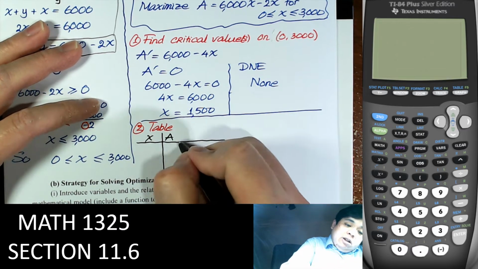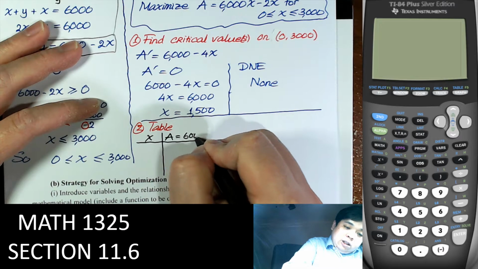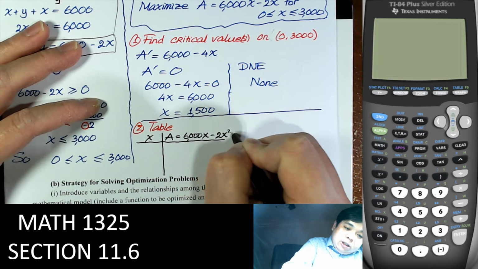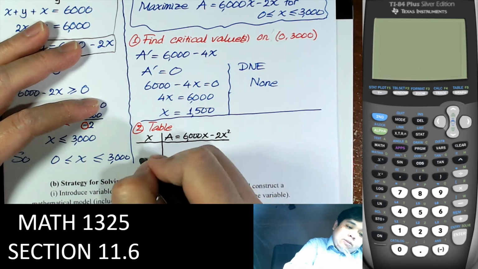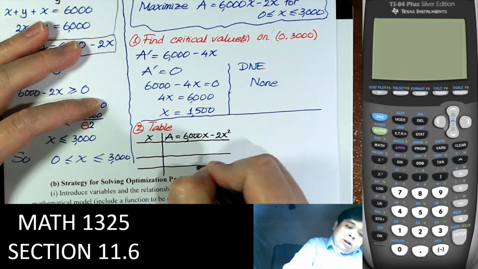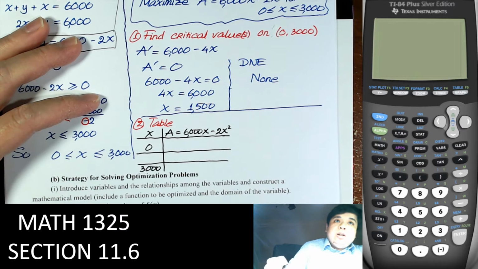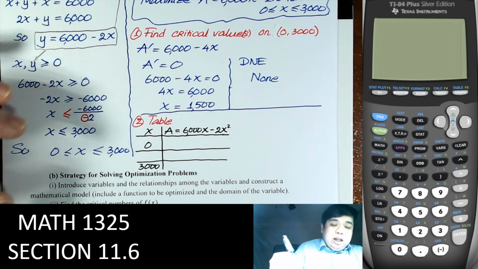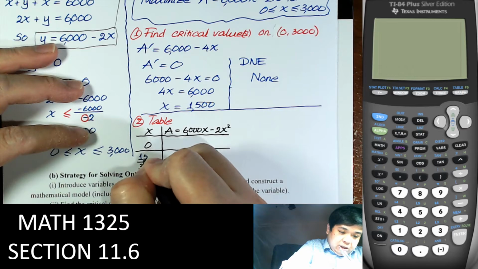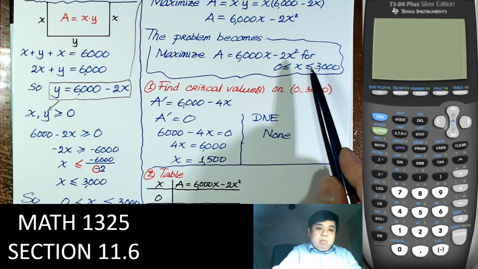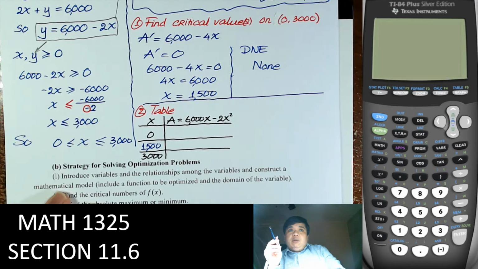The area is 6000x minus 2x squared. We have 0 and 3000 on the boundary, and the critical value inside is 1500. If we have a closed interval like this in the problem, the best approach is to just put it in a table.